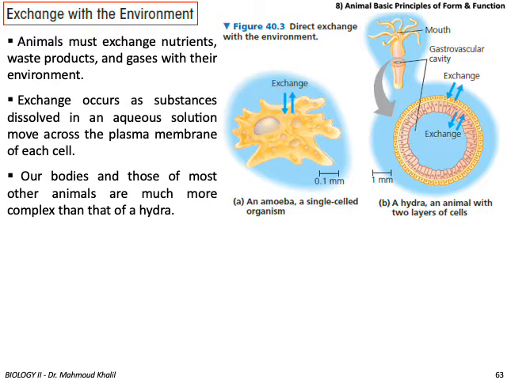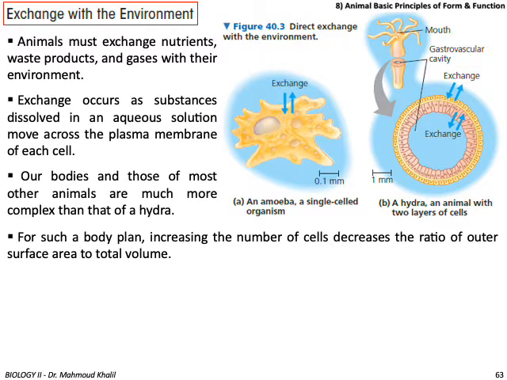in the sea, and it is diploblastic. It has a body wall consisting of 2 layers of cells, and even with 2 layers of cells, it can exchange with the external environment. For a more complex body plan, you need to increase the number of cells. This decreases the ratio of outer surface area to the total volume.